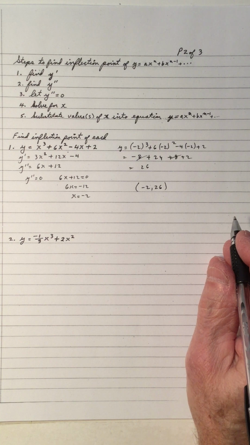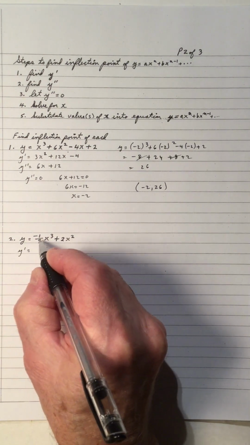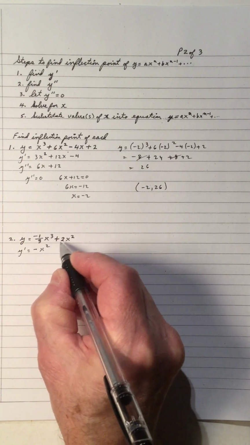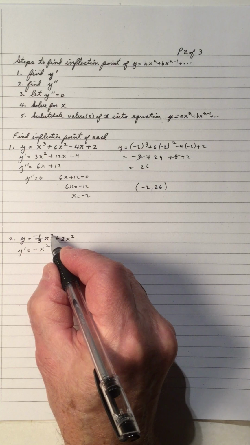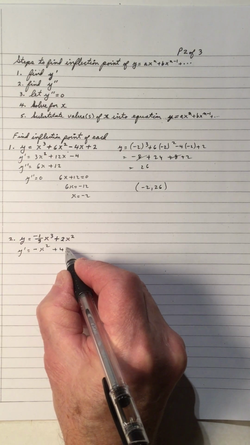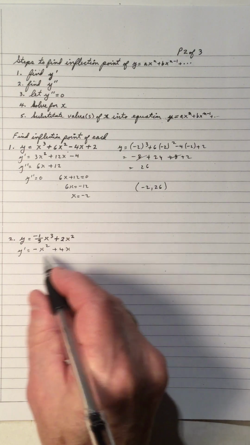Okay, let's do the next one. And again, we have to do the first derivative, which is y prime. Negative 1/3 times 3 is negative 1. And 2, take away 1, is 1. 2 times 2 is 4. And we drop the exponent, subtract 1 from it, which gives us a 1.